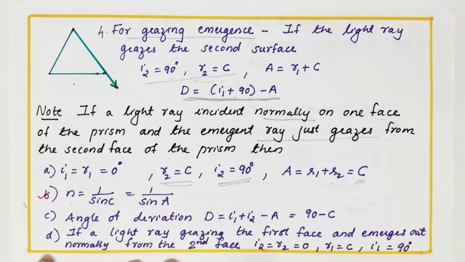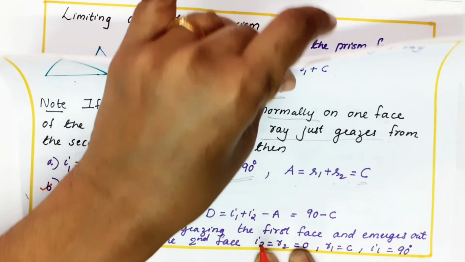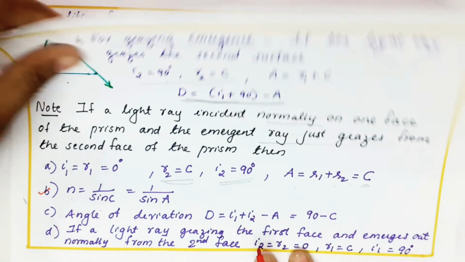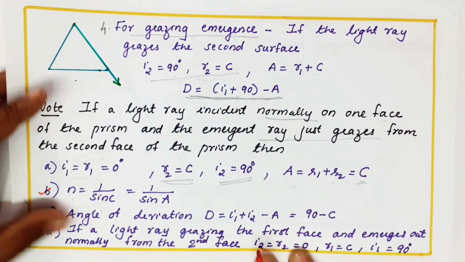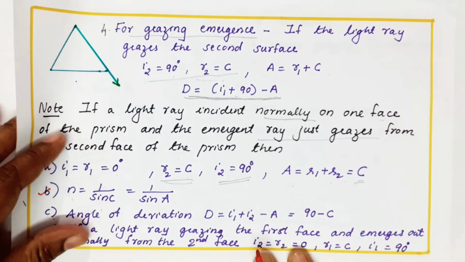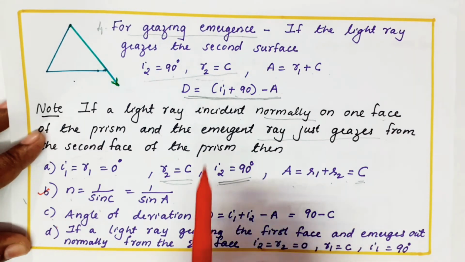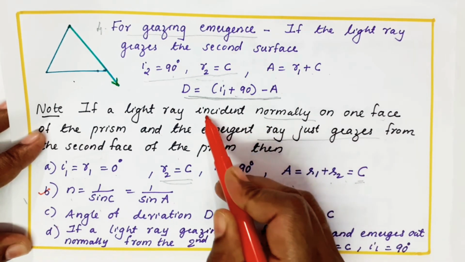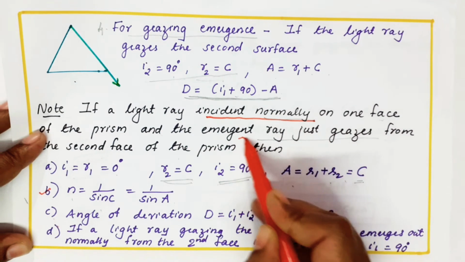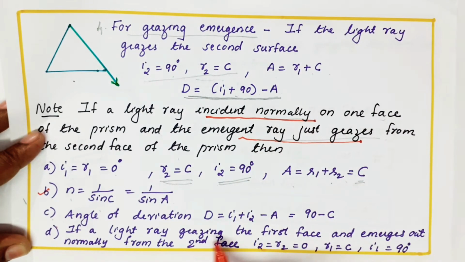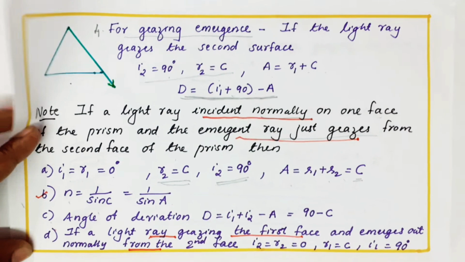Then it is just the reverse condition. I2 equals R2 equals 0, R1 should be equal to C, and I1 should be equal to 90 degrees. So these situations you have to remember. Okay, I hope you understood what I told. The first case is incident ray is normal and emergent ray grazes. The second case is the light ray grazing through the first surface and emerging out normally.